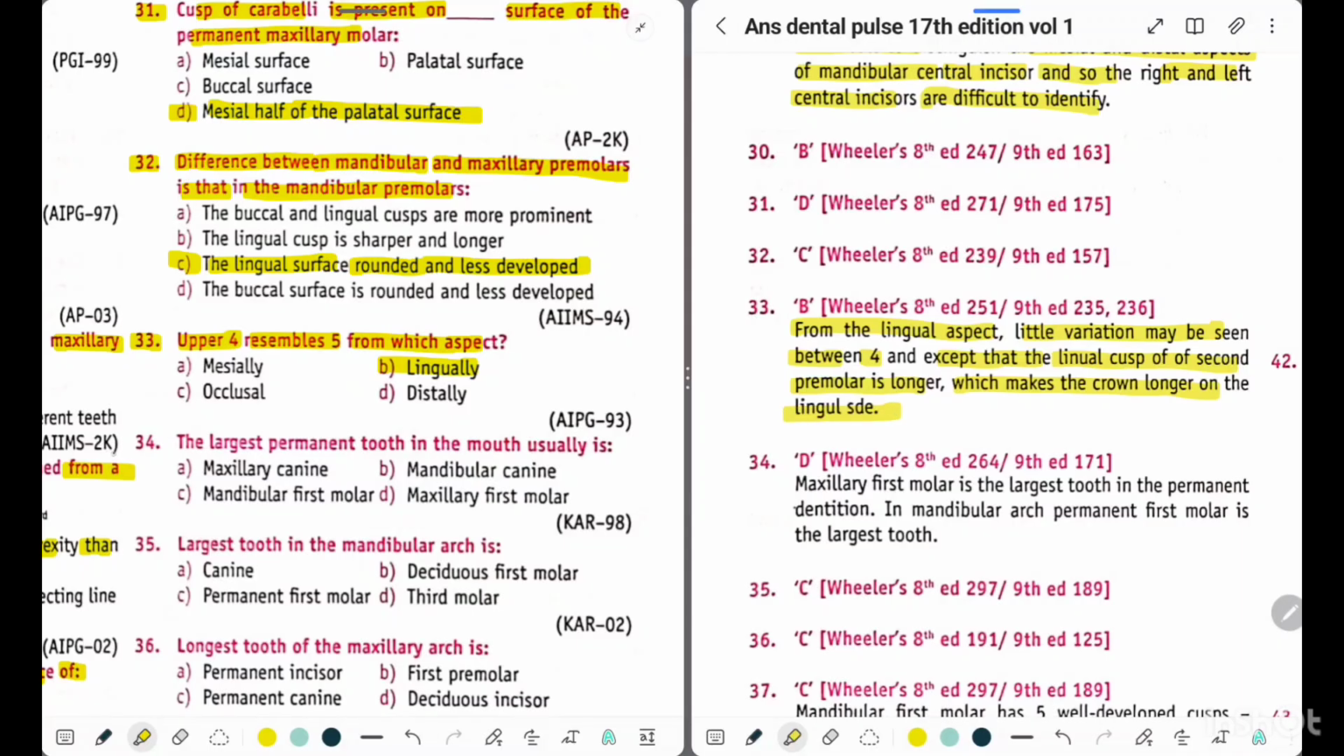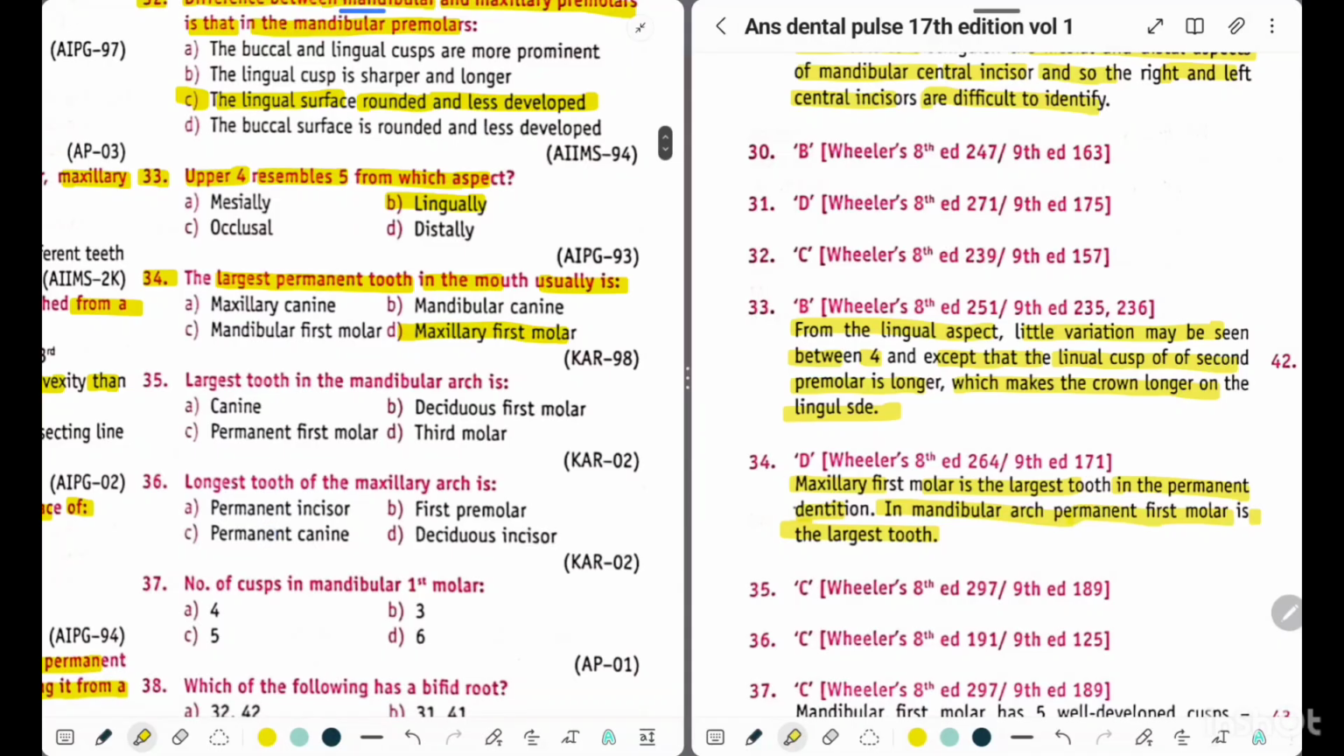Now question 34. Largest permanent tooth in the mouth usually is? Answer is maxillary first molar. Maxillary first molar is usually the largest permanent tooth. Maxillary first molar is the largest tooth in the permanent dentition. In the mandibular arch, permanent first molar is the largest tooth.